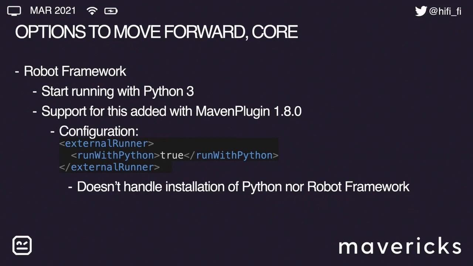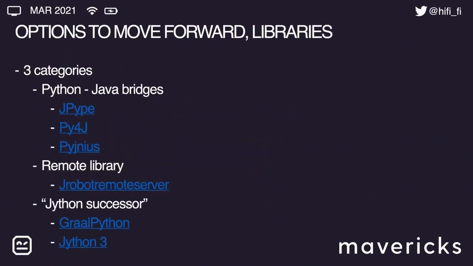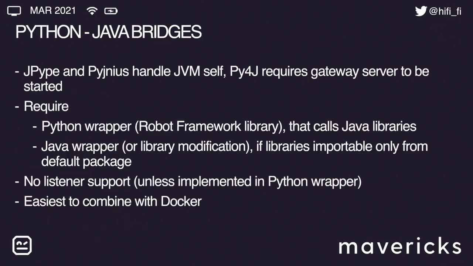And when this configuration is changed, your libraries are not working anymore, because then Python doesn't have any idea of the JVM that is running there. So that's something we can look for next. With the libraries, there are basically 3 different ways to do the change. One is to use Python Java bridges, or then Robot Framework's internal remote library, or then look for the Jython successors. But we can start by first checking the bridges.